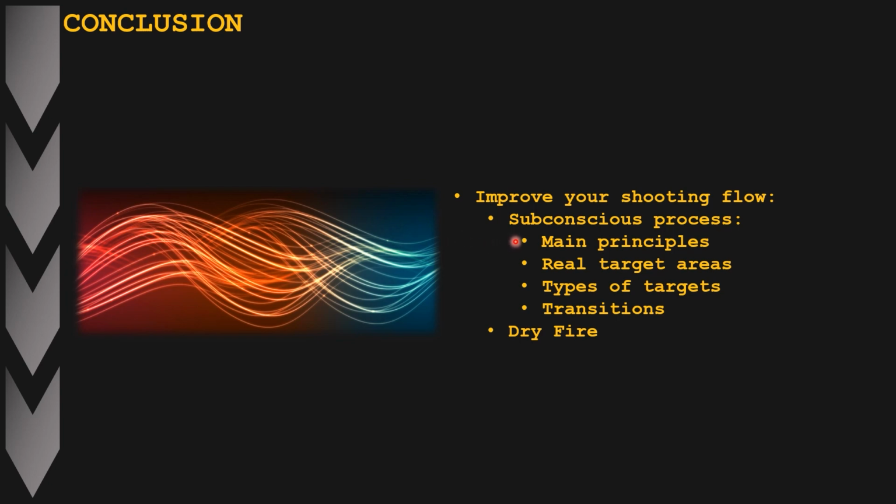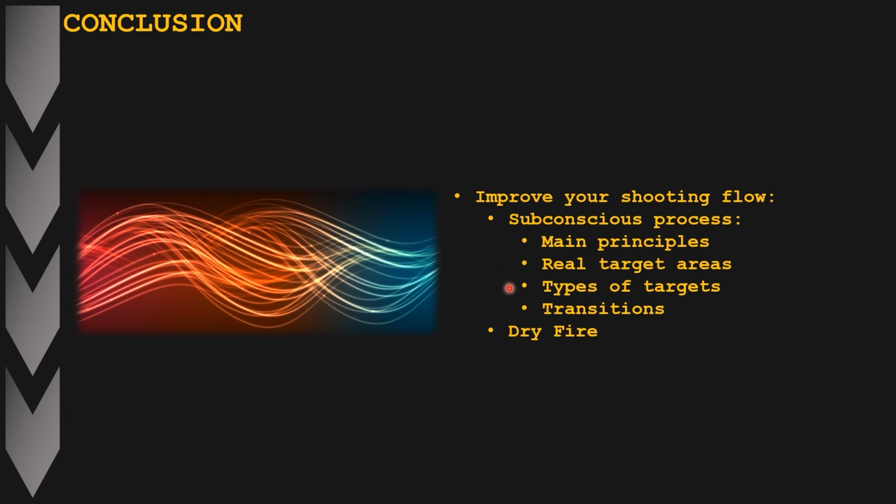The main shooting flow principles entail that you shoot targets nearest to you and then further away, and bottom up. You follow, if you're right-handed, the clock. You follow the counter clock if you're left-handed, and you will shoot targets that are located on a horizontal line. I've explained to you that subconsciously your brain needs to be trained to recognize the real target areas on paper targets, poppers and steel plates.